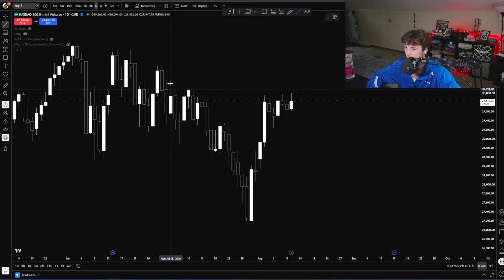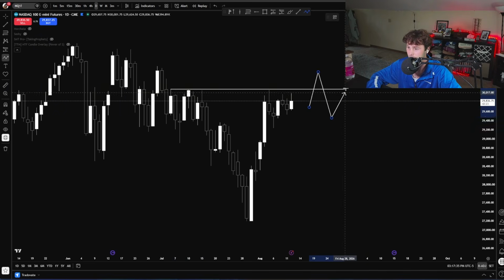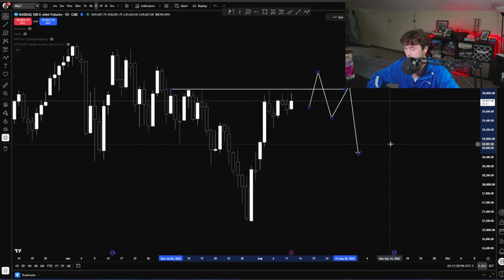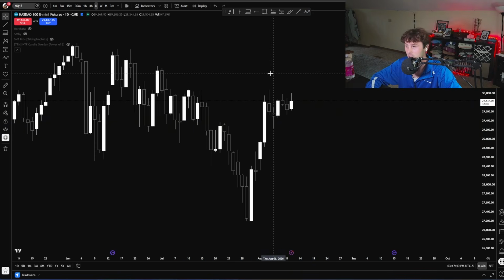So for example, right here we have relative equal highs. So this would be good liquidity to mark out, right? Because after we sweep this out, we might want to see a reaction off it or whatever it is, right? But that's how we start marking out our liquidity.